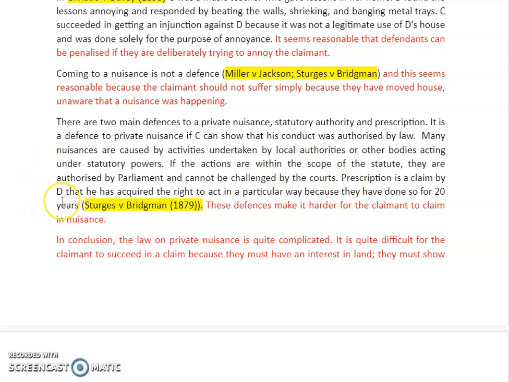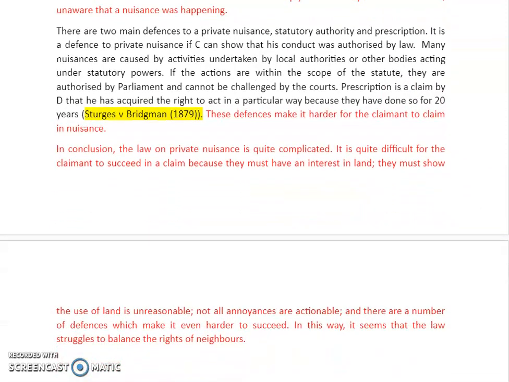It's a claim by the defendant that he's acquired the right to act in a particular way because he's been doing it for 20 years or more, as in Sturges v Bridgman. But both of these defences do make it harder for the claimant to claim in nuisance, again, arguably affecting the balance for the claimant in this area.